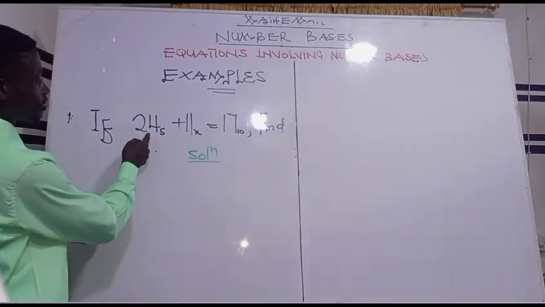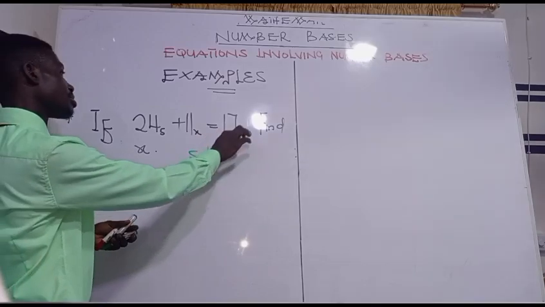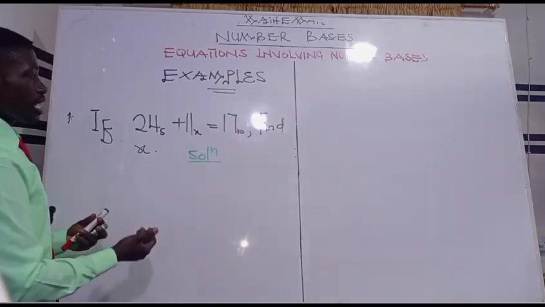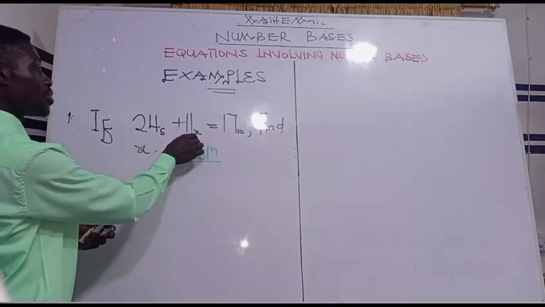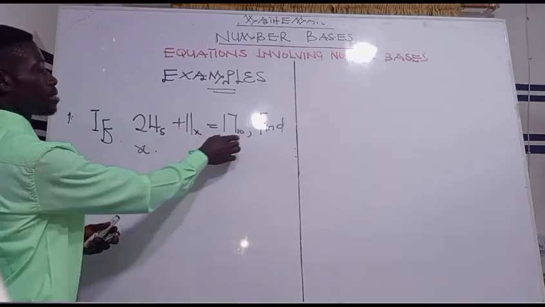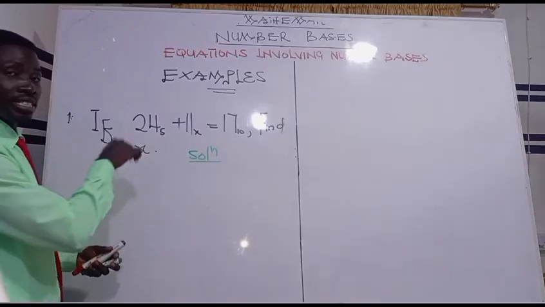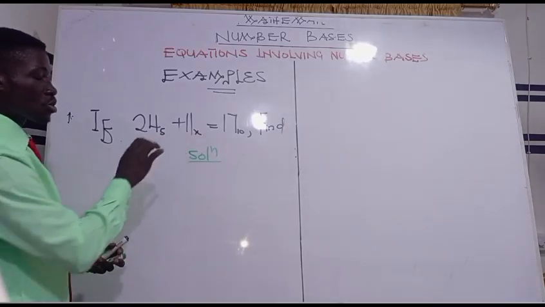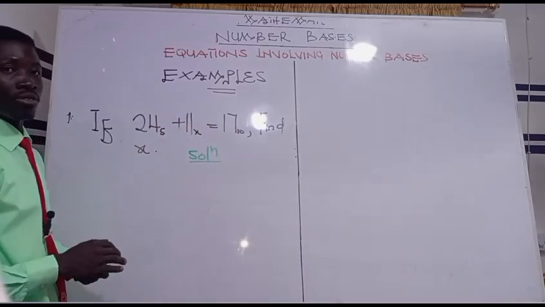So we have 24 to the base of 5 plus 11 to the base of x is equal to 17 to the base of 10. You realize that this is not in base 10. We don't know the base to which this has been written, but this is in base 10. So we are going to express this as a base 10 numeral, and this also as a base 10 numeral, and then equate it to 17. We solve for the value of x.